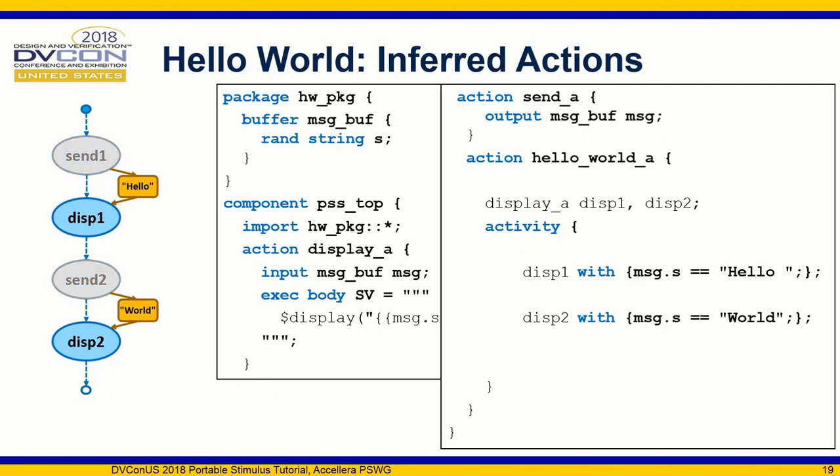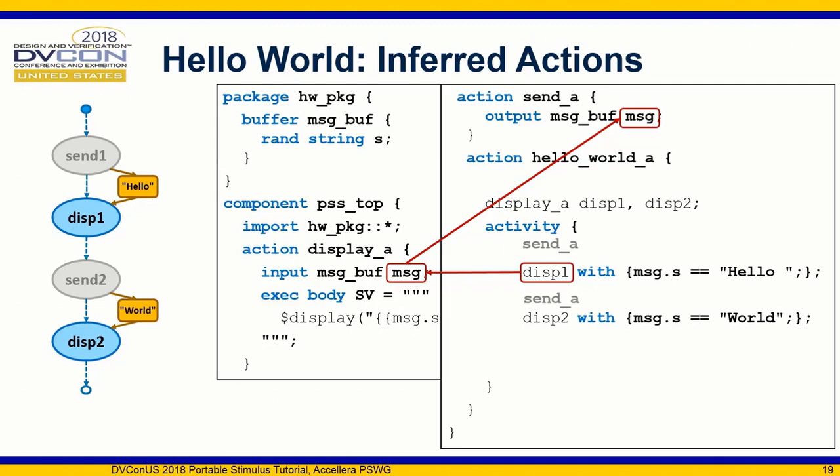I don't even actually have to say send, because each display has to have something to display, so there has to have been something that created it in the first place. So I don't have to specify those 2 send actions, because I know they have to be there. The tool will figure that out and put them in for me, and I have the constraints, so I know how those things that I'm going to infer are going to be constrained. So now I have less code.